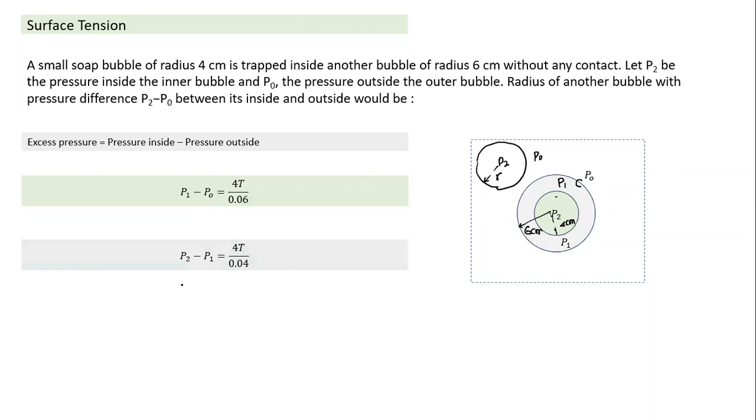This gives you P1. In a similar way, for this bubble, the excess pressure is P2 minus P1. Here the pressure is P1, this is P2. P2 minus P1 is the excess pressure, which is equal to 4σ by the radius of this bubble. So from this, I can find out P2 minus P0 is this value. And if I have another bubble which has radius R and outside pressure is P0, this also should have excess pressure equal to P2 minus P0, and that has to be 4σ by R. If I substitute, I get the value of R here.